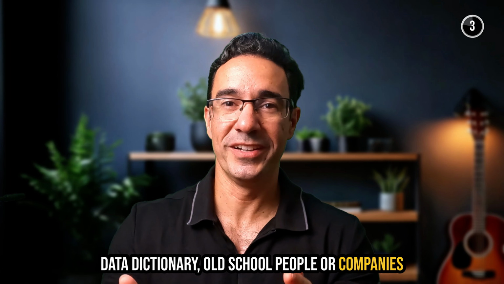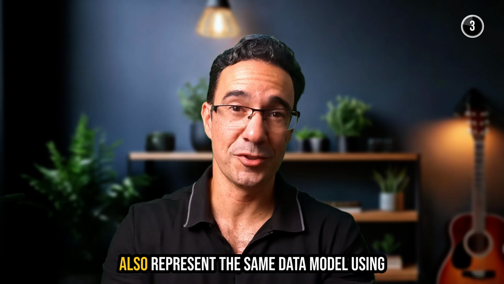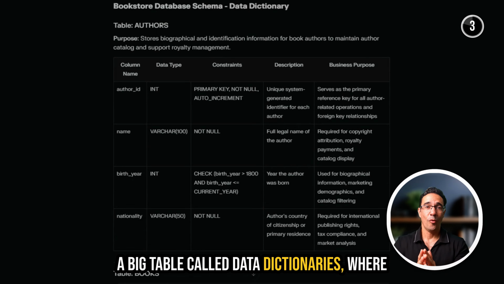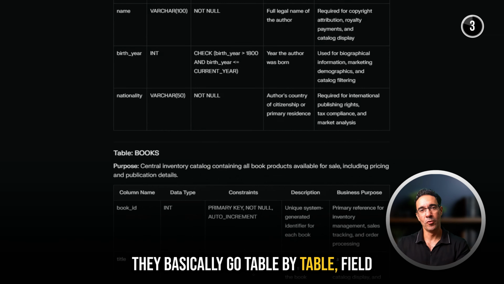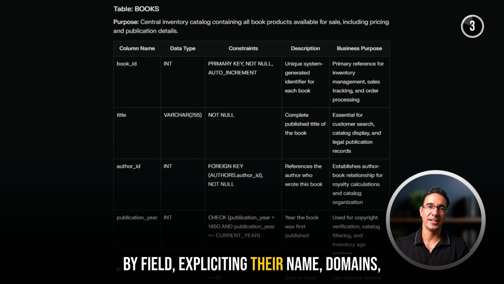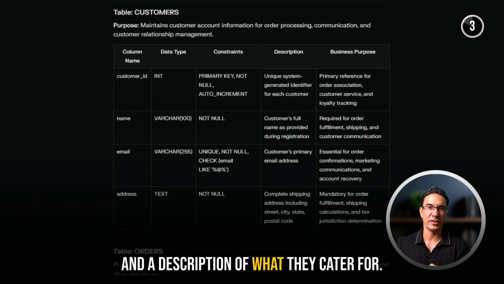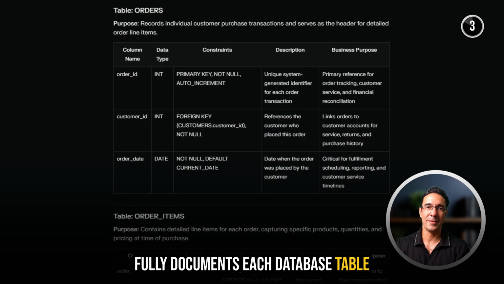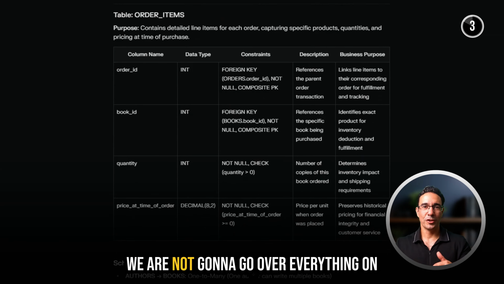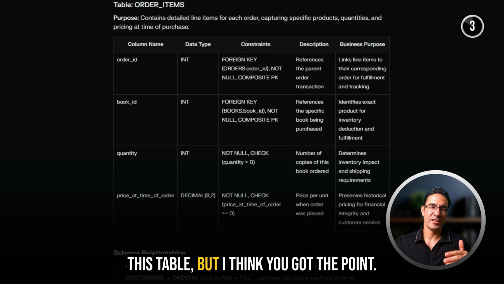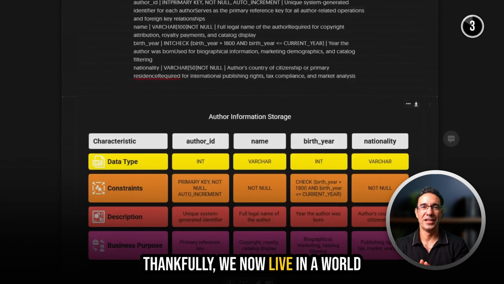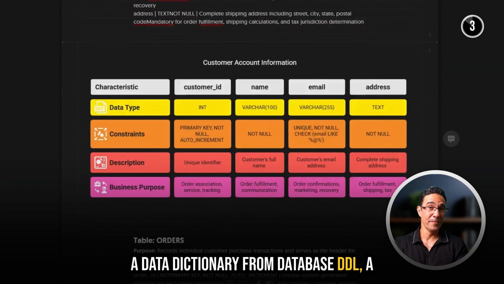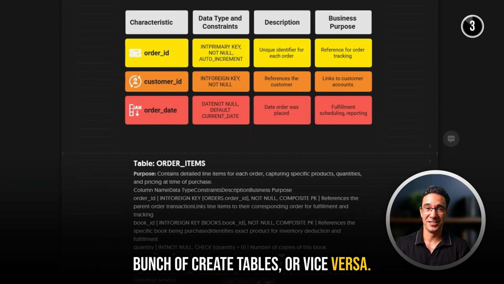Data dictionary. Old school people or companies that require formal documentation can also represent the same data model using a big table called a data dictionary, where they basically go table by table, field by field, explicitly listing their name, domain, and a description of what they cater for. Here is a data dictionary table that fully documents each database table and its attributes in our bookstore. We're not gonna go over everything in this table, but I think you got the point. Thankfully, we now live in a world where generative AI can either create a data dictionary from database DDL, a bunch of create tables, or vice versa.